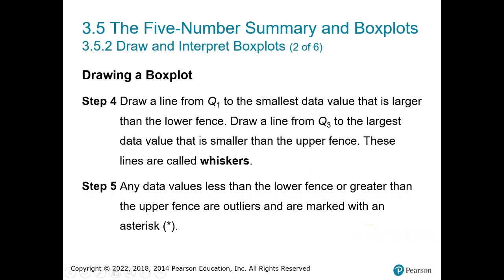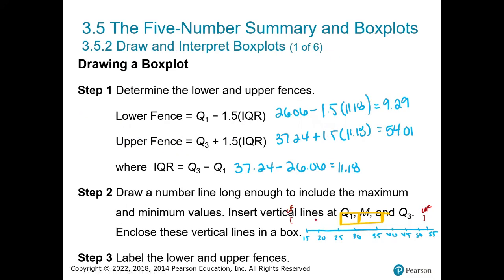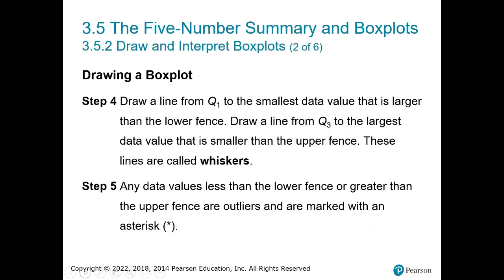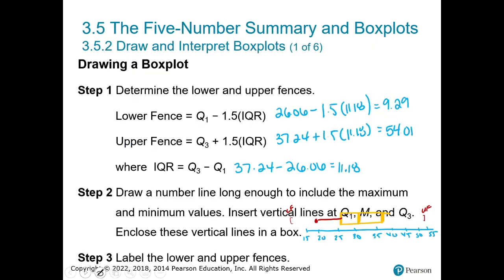All right, draw a line from Q1 to the smallest data value that is larger than the lower fence. The lowest value we had is within our fence, so we're going to draw to that, 19.95, dot, and I'm going to draw to it. On the other side, our maximum is outside of the upper fence. So draw a line from Q3 to the largest data value that is smaller than the upper fence. This maximum data value is an outlier, so this is the one I'm going to draw to, 49.17.